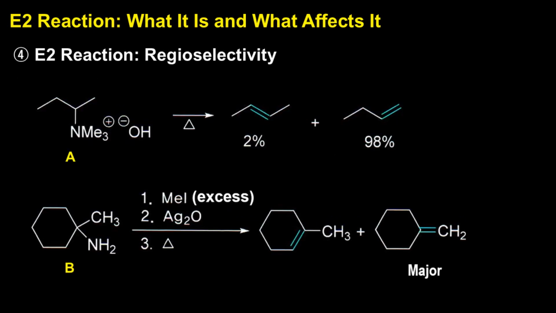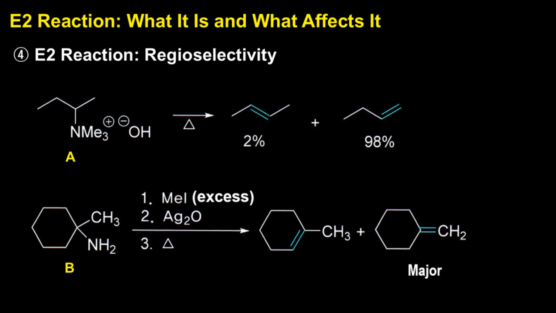Now, let's look at Hofmann elimination, an example of anti-Zaitsev elimination. Here's the key point. Because of steric hindrance from the bulky leaving group, the base struggles to reach the more substituted, crowded beta hydrogen. Instead, it takes the less hindered proton, giving the less substituted alkene as the major product. Unlike typical E2 reactions that follow Zaitsev's rule, Hofmann elimination strongly favors the anti-Zaitsev product.